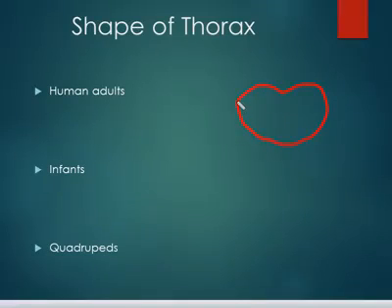In human adults, transverse diameter of thorax is kidney shape. In infants, it is circular. In quadrupeds, anteroposterior diameter is greater as compared to transverse diameter.